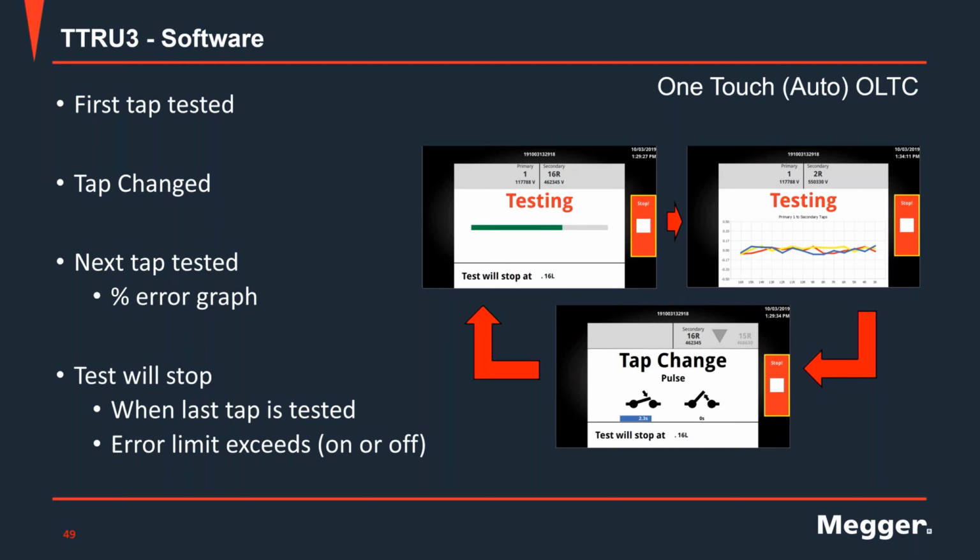or if the error limit exceeds your settings. And that feature can be turned on and off. Even if you have it off, it means that even if a tap exceeds the error, it will continue testing until it reaches the last tap.